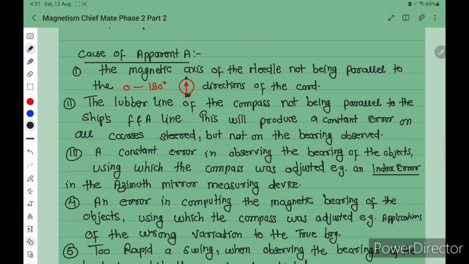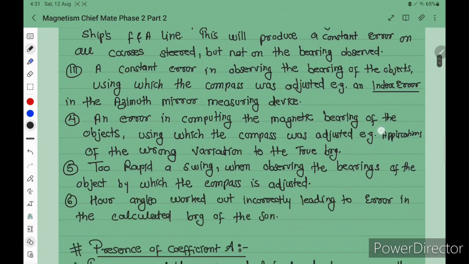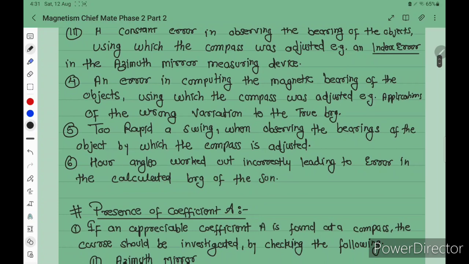The rubber line of the compass not being parallel to the ship's fore and aft line will produce a constant error on all courses steered but not on the bearing observed. A constant error in observing the bearing of the object using which the compass was adjusted, for example an index error in the azimuth mirror measuring devices. An error in computing the magnetic bearing of the object using which the compass was adjusted, for example application of the wrong variation to the true bearing.